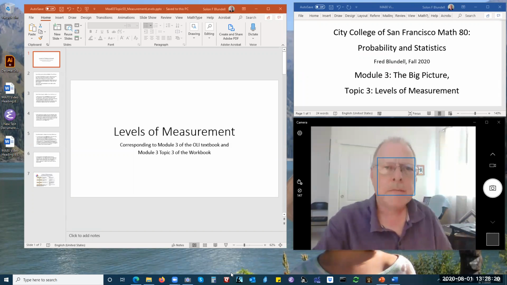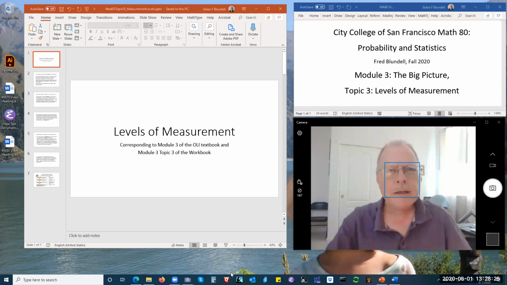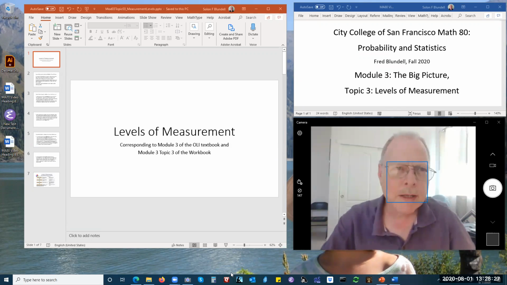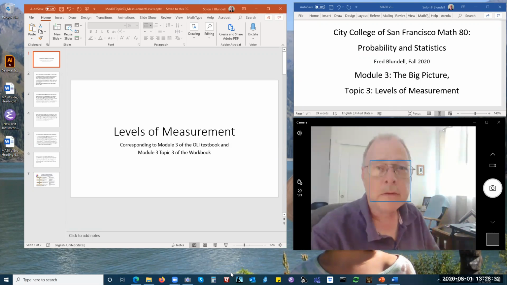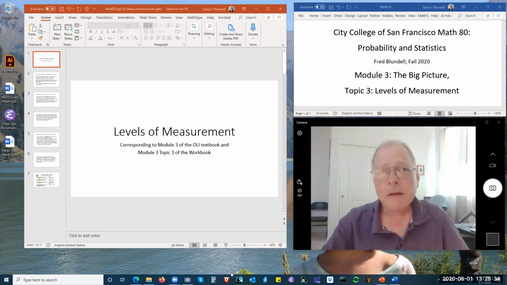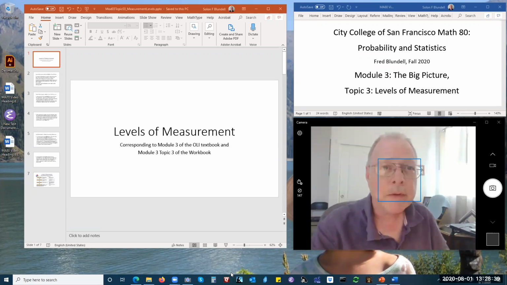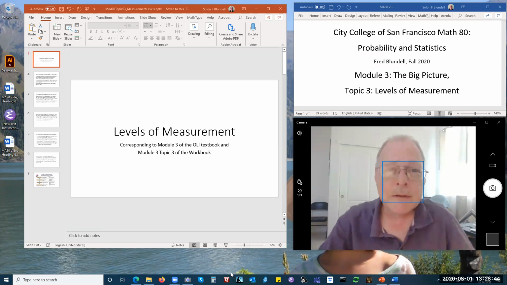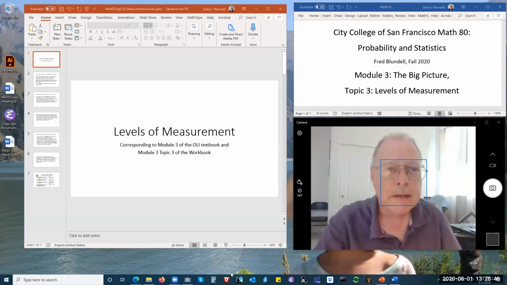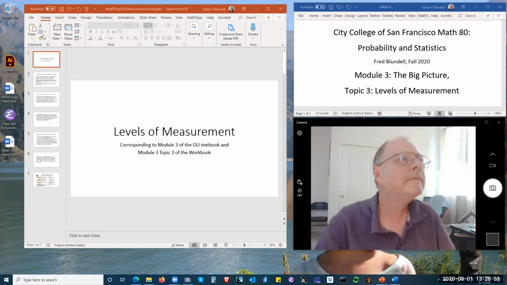So this is Module 3, Topic 3 in the workbook, and it's not covered in the OLI textbook, but other books that I've used, the book by Triola for one, they do cover this right around the same time when they're talking about the different types of variables. So it's brief, it's only 7 slides, and so here we go. Start the slideshow over here.